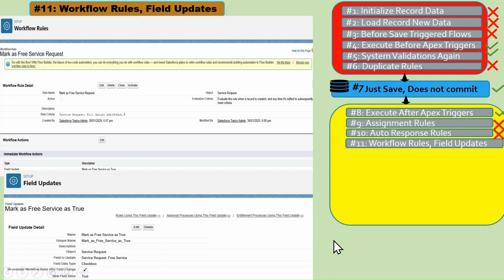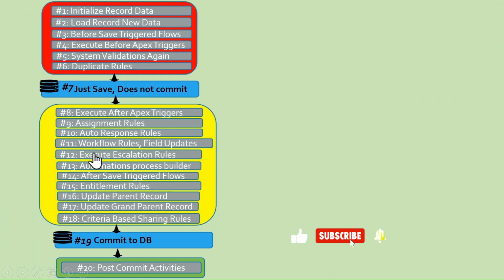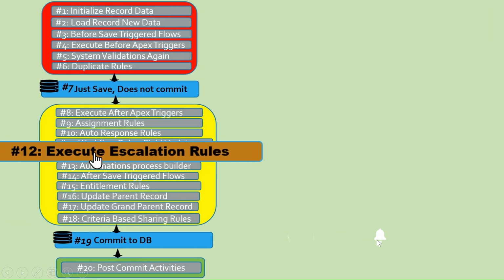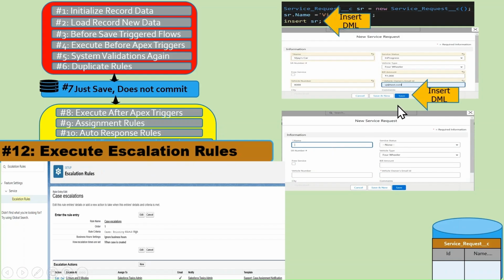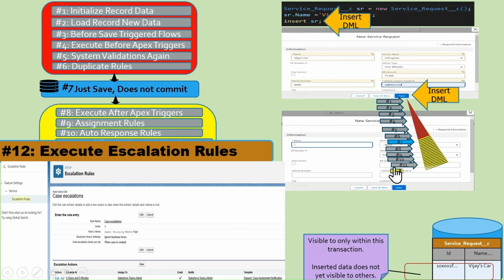Then it moves to step number 12, that is execute escalation rules. As part of this step, Salesforce looks for the escalation rules. Let's see, in our case for the insert DML, on click of save, it performs all the steps from first to 11, and then it moves to 12, and over here it checks for the escalation rules. Since our service request object does not have any escalation rule or any relation with the case, it just checks here and it will skip to the next step.